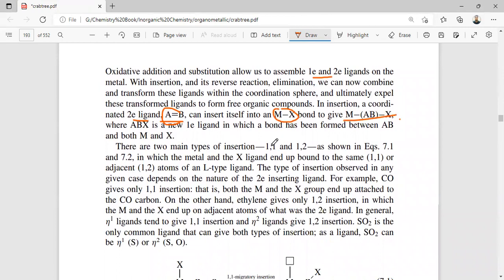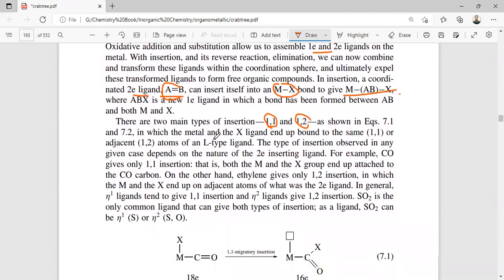One is 1,1 insertion, and one is 1,2 insertion, in which the metal and X ligand end up bonded to the same or adjacent atom of an L-type ligand.